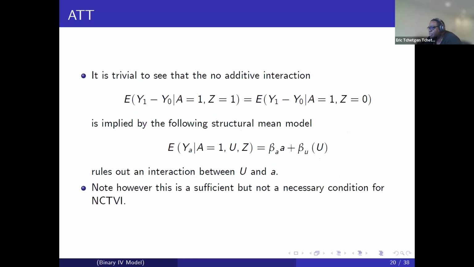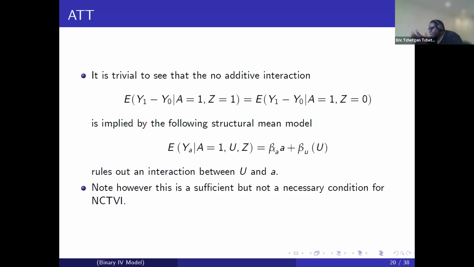However, it's actually possible to reason about an underlying structural model that might imply this no interaction assumption. It is trivial to see that this no additive interaction assumption, the no current treatment value interaction, is implied by the following structural model. If you were to condition on U among the treated, the potential outcome Y_a follows this model that's additive and rules out any additive interaction between U and A. This is a sufficient but not necessary condition.